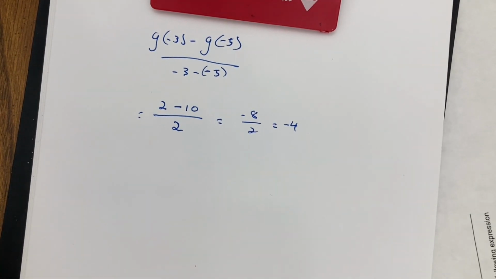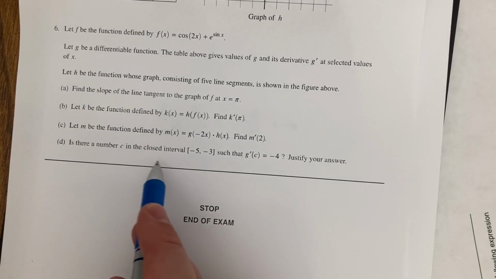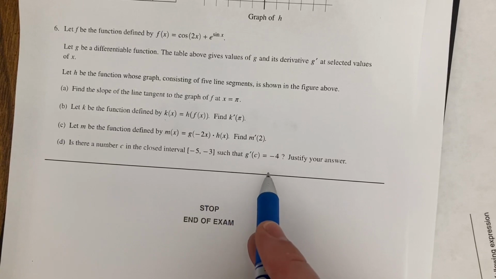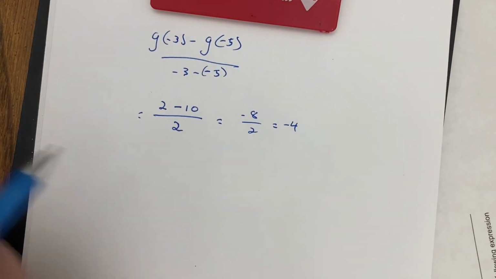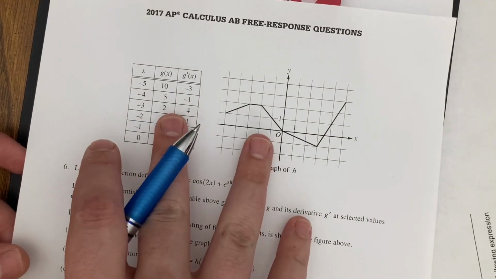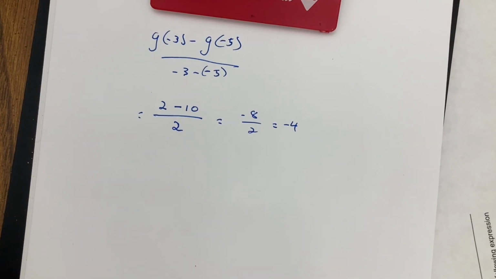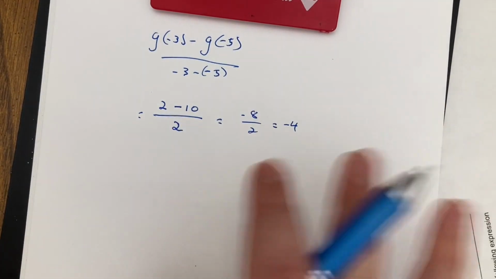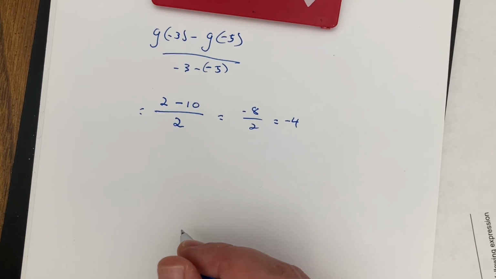That's for the problem that we're looking at, according to the scoring guide that the College Board released. But now we actually have to answer the question, because math is all about reading and writing. Is there a number c on the closed interval negative 5 to negative 3 such that g prime of c is negative 4? And notice, I don't know an equation for g prime. This is a tabular function. They also could have asked us to do this analytically with equations, which would have been a little bit easier because then we just plug in those x values. All right, so how do we answer this?